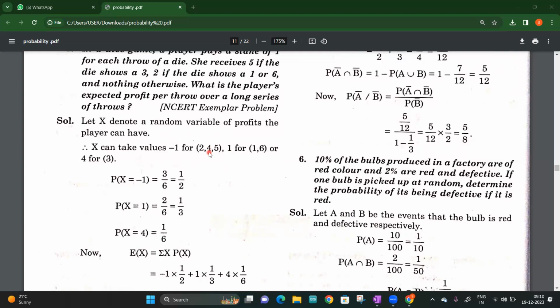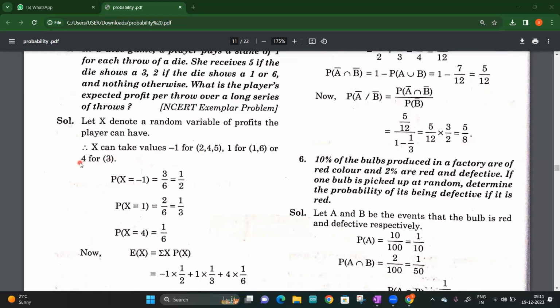The prize money is given only for 1, 6, and 3. So the other outcomes, 2, 4, 5, get no prize, which means 1 rupee will be lost. Understood this scenario? X denotes the profit. For 2, 4, 5, she is getting minus 1 rupee. For 1 and 6, she is getting 1 rupee. And if the die shows 3, she is getting 4 rupees.